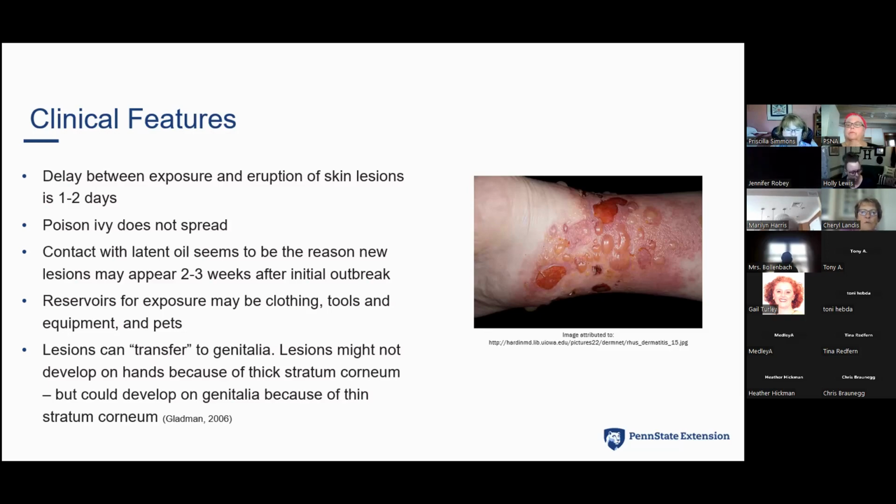Also, mucous membranes, such as in the perineum, have a very thin stratum corneum, which is the outer epidermal layer, and hands have a thicker stratum corneum. So the hands may not show an outbreak or a lesion, but the genitalia could, from coming in contact with some oil that just happens to be sticking around.